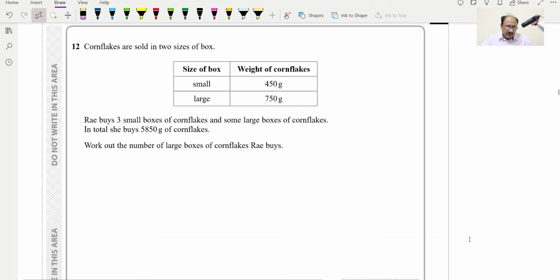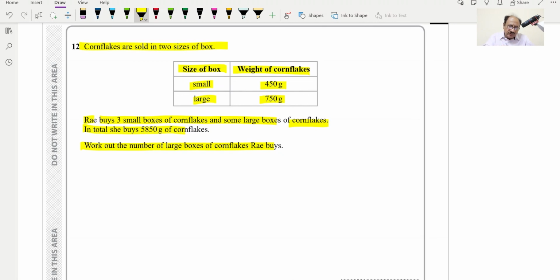Then cornflakes are sold in two sizes of box, with the size of the box and the weight of the cornflakes. So this is small and large. This is 450 and this is 750. Rye buys 3 small boxes of cornflakes and some large boxes of cornflakes. In total, she buys 5,850 grams of cornflakes. Work out the number of large boxes of cornflakes she buys.